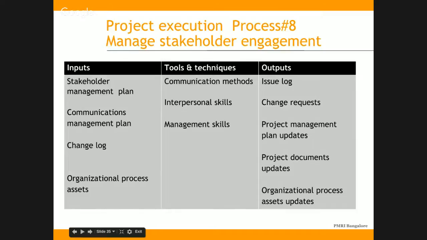Tools and techniques: we have the communication methods, interpersonal skills, and the management skills. And the outputs of manage stakeholder engagement are the issue log, change requests, project management plan updates, project documents updates, and organizational process assets updates.